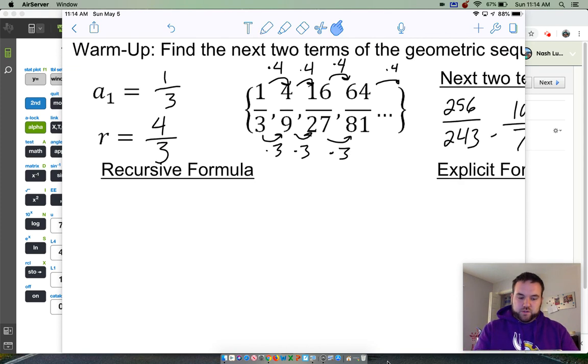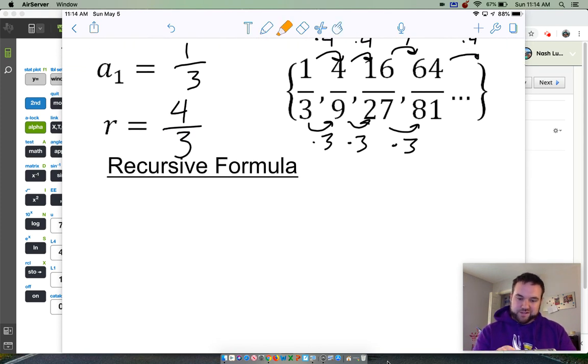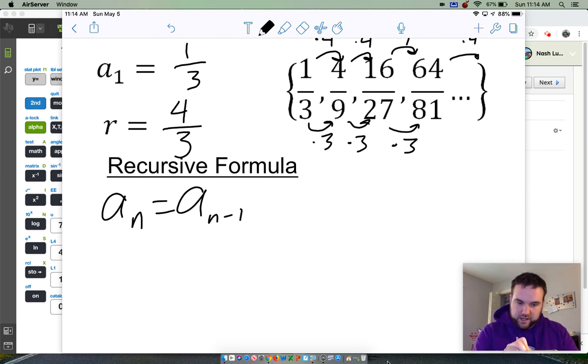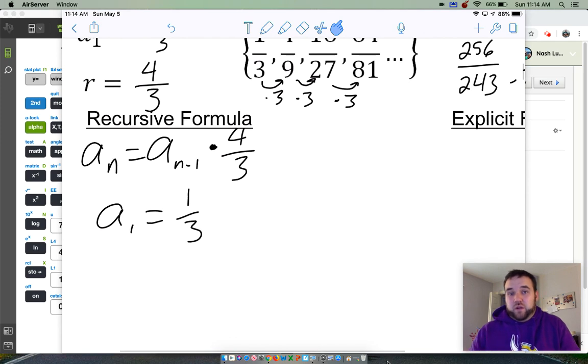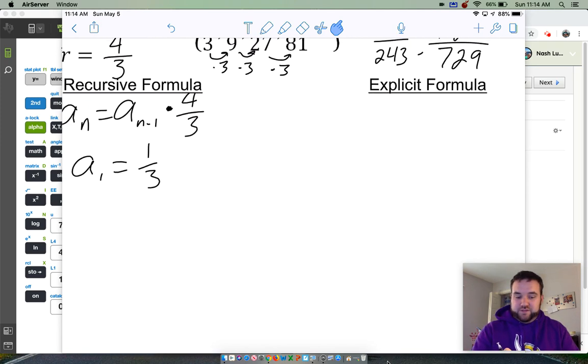So our recursive formula, remember, basically says, how do I get the next term based on the previous term? So we're always going to start like this. A sub n, how do I get the nth term based on the n minus first term, meaning the term before it? Well, I'm just going to multiply by 4/3. And I have a starting value of 1/3. And that's it. That's the recursive formula. Remember, recursive is not really helpful to find future terms. But as far as writing a recursive rule or a recursive formula, there's that.